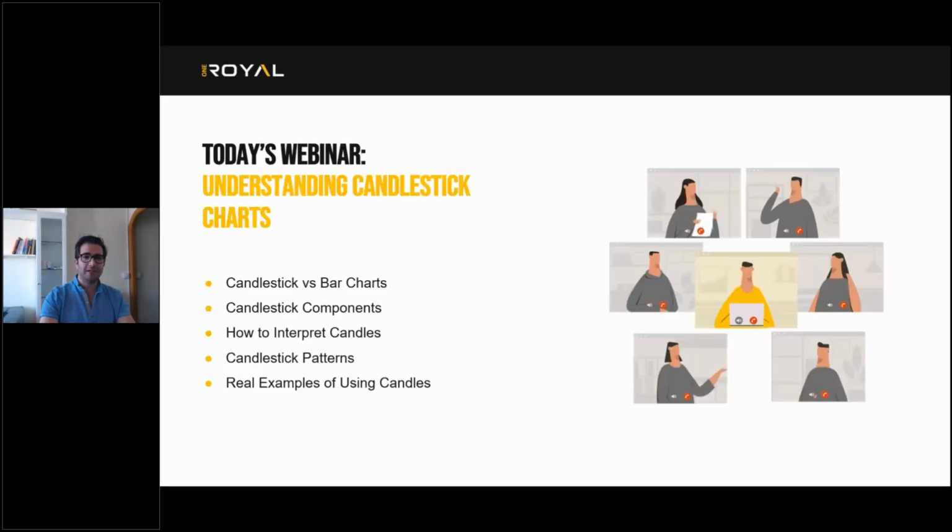So our topic today is understanding candlestick charts. We have these chapters or points that we will cover: candlesticks versus bar charts, candlestick components, how to interpret candles, and candlestick patterns, the most common ones. We will talk about them, and then we will go to MT4 to show you real examples.